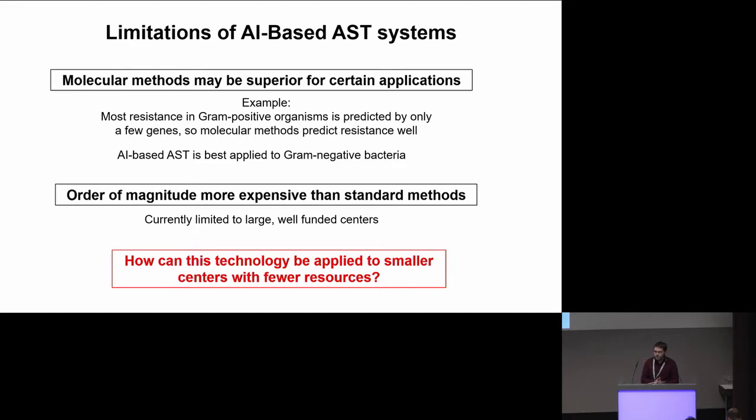So in a lot of cases, these artificial intelligence-based systems are best applied to gram-negative bacteria, where genotypic prediction is not quite as straightforward as in gram-positives just yet. And another one of the limitations is that they're simply an order of magnitude more expensive than standard methods. So they're currently limited to large, well-funded academic centers, typically.